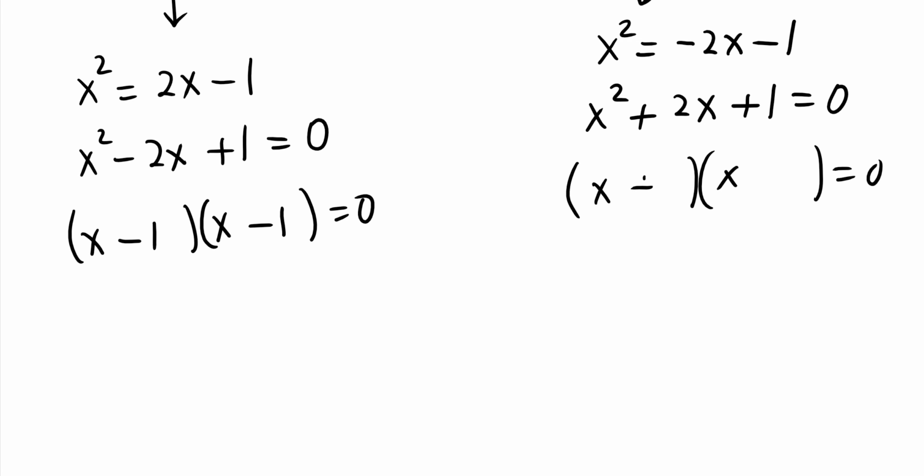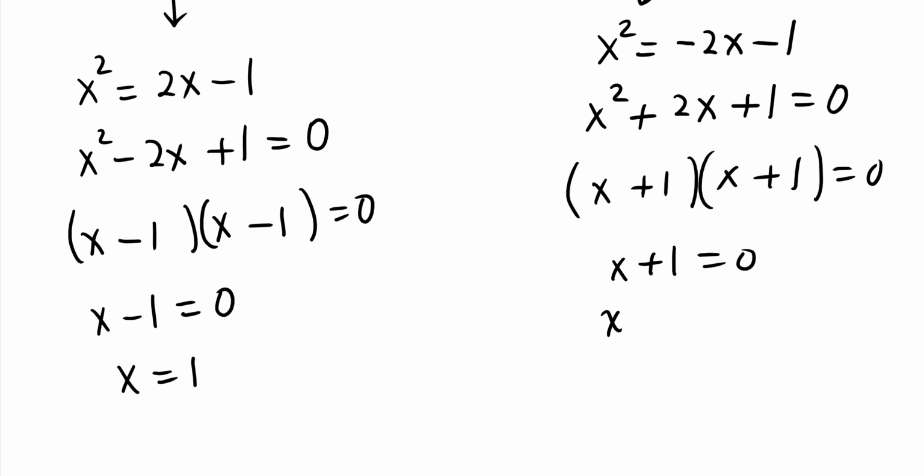X plus 1 will do it. So what do we get? X minus 1 is 0, x equals 1. X plus 1 is 0, x equals negative 1. So the two factors are the same. We don't have to repeat them twice.